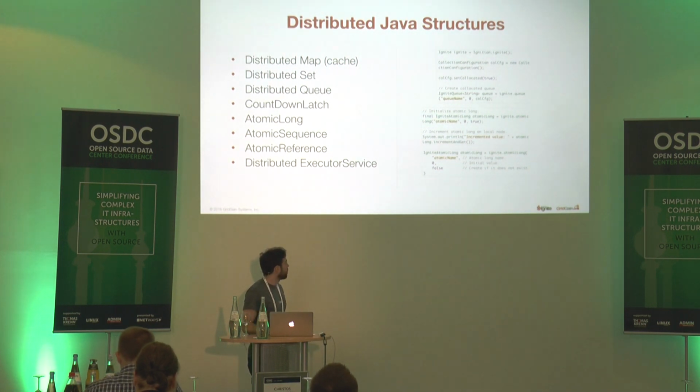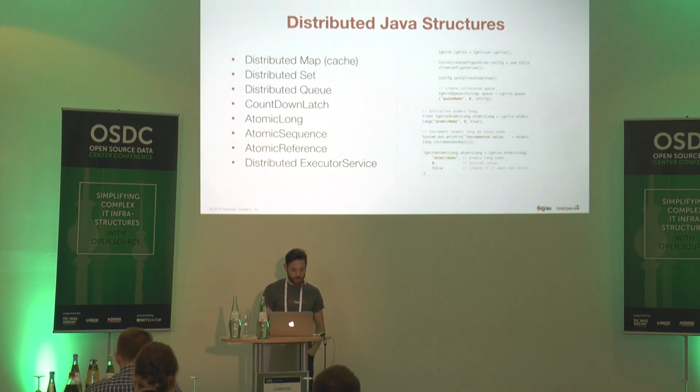Okay, so Java structure. I think I'll skip this slide. That's pretty much just saying there are different features that we can use in Ignite in terms of the lower level stuff. So not only do you have a distributed map and queue, you have a set, a sequence that you can use, and a distributed executor service, right?